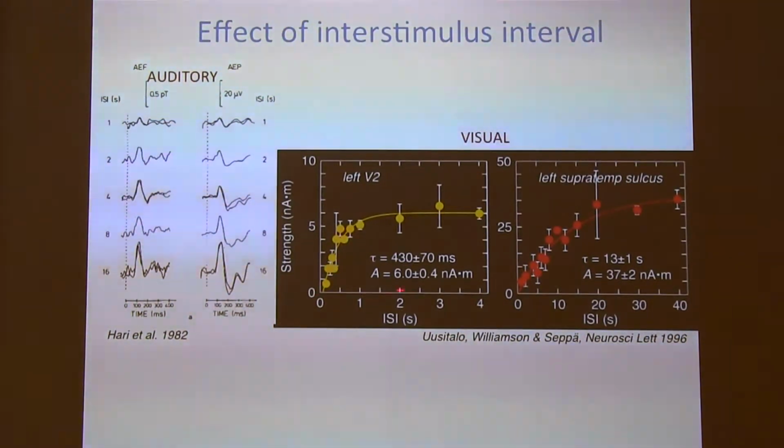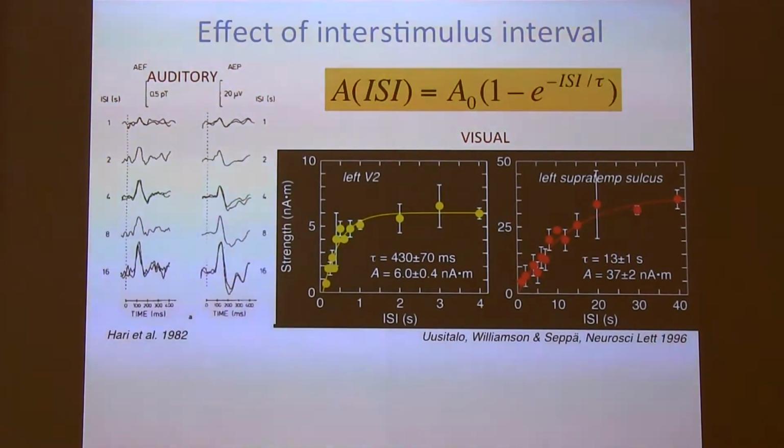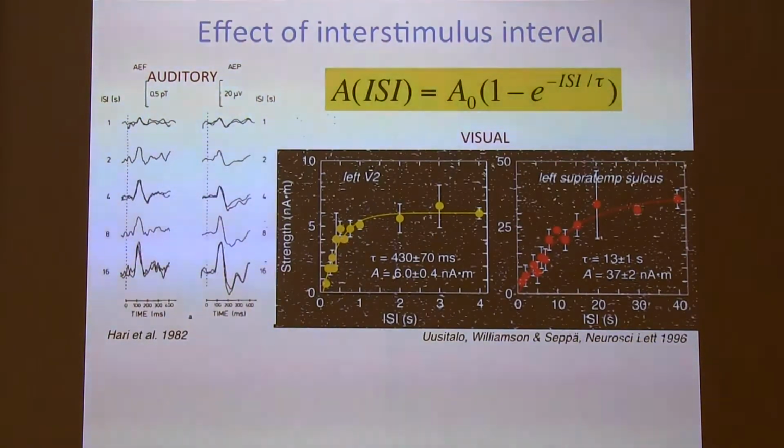So as a function of ISI from 1 to 4 seconds, the early responses in early visual cortices saturate already at less than 2 seconds interval, but in some other areas they saturate only at very long ISIs. You can model this as an exponential function, and then you get a kind of lifetime for this behavior. The tau lifetime is here less than half a second, and here it's over 10 seconds. So it varies, and it's better to take that into account also.